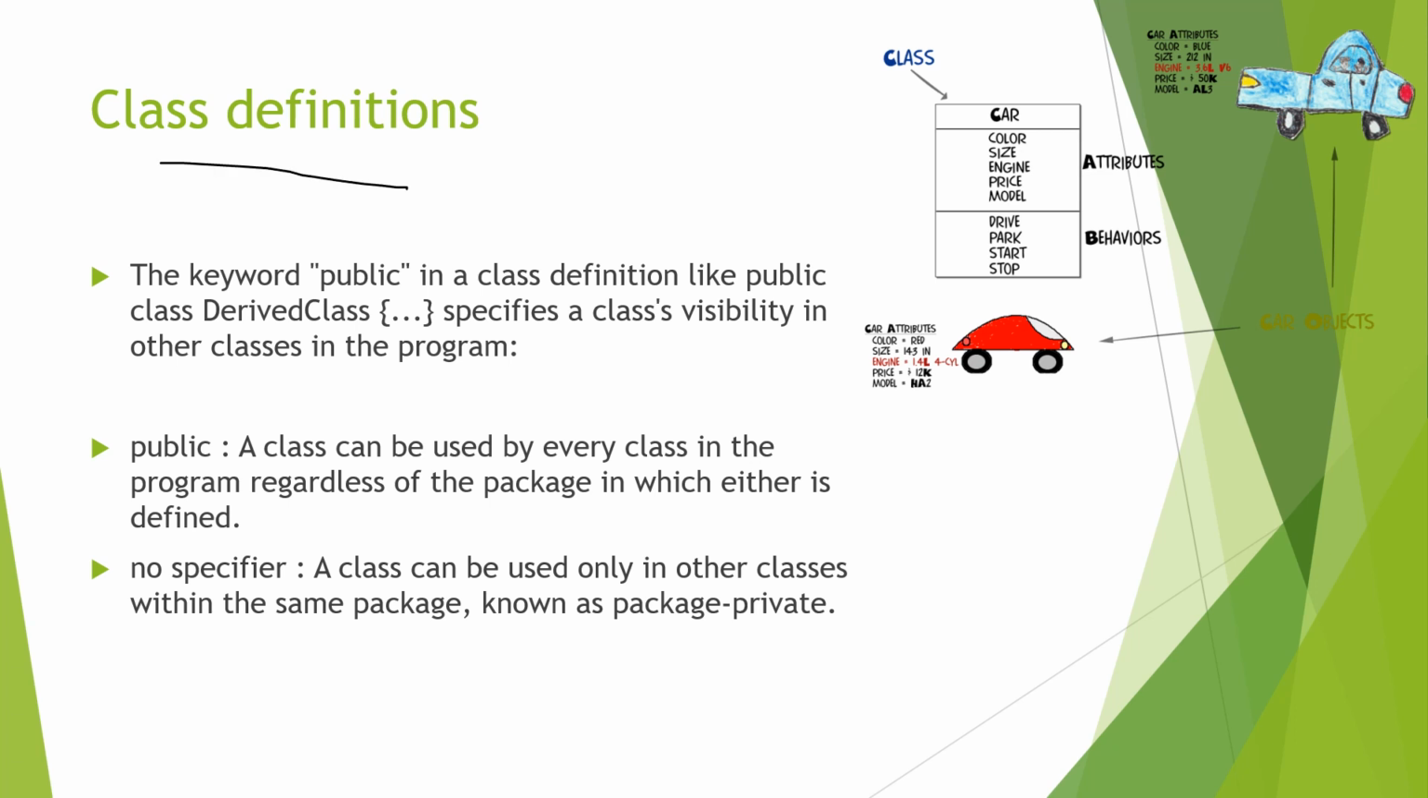Class definitions. The keyword public in a class definition, like public class DerivedClass, specifies a class's visibility in other classes in the program. For example, a public class can be used by every class in the program regardless of the package in which either is defined. And if no specifier is there, then a class can be used only in other classes within the same package, known as package private.